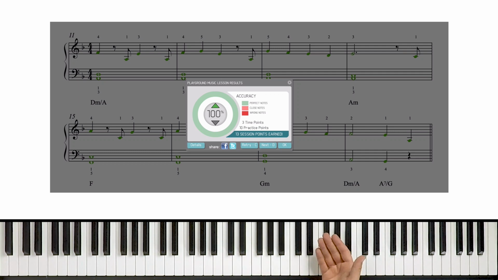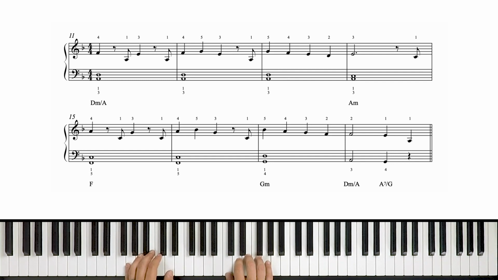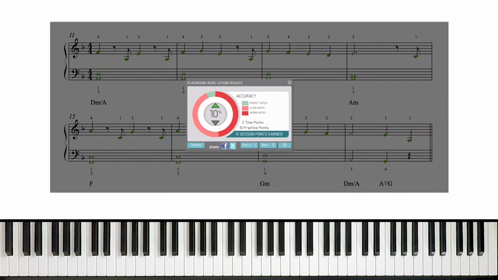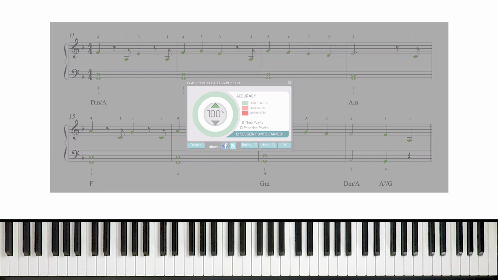But now, for our final step, a Lannister always pays his debts. This is hands together full speed for this first section at the intermediate level. Here we go. 1, 2, set, go. All right, we did it, 100%.